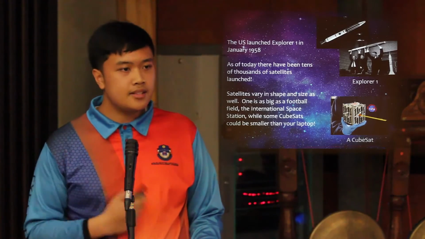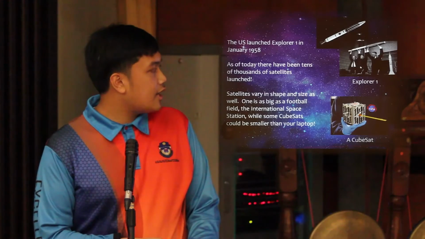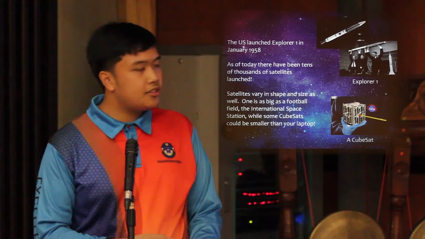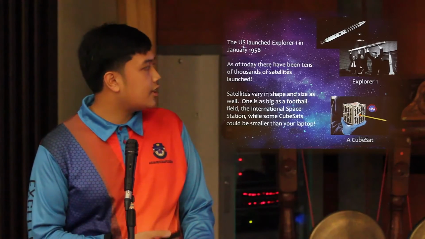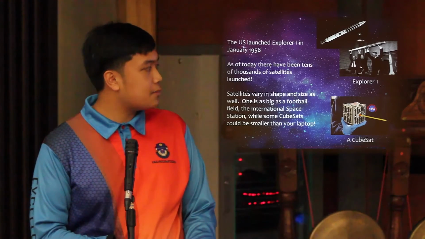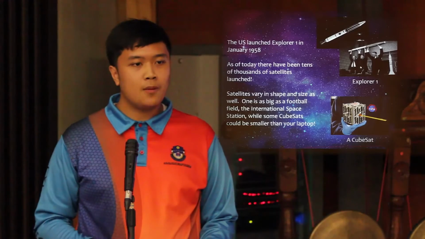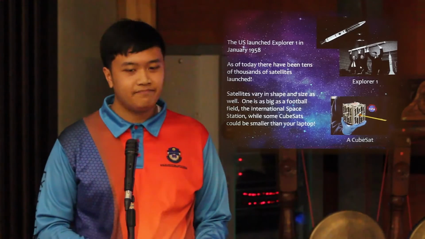Satellites vary in shape and size as well. One satellite is as big as a football field, the International Space Station, which is owned by the Americans, while some satellites such as CubeSats could be smaller than your laptop, and they could be the size of your palm, as shown in the pictures.